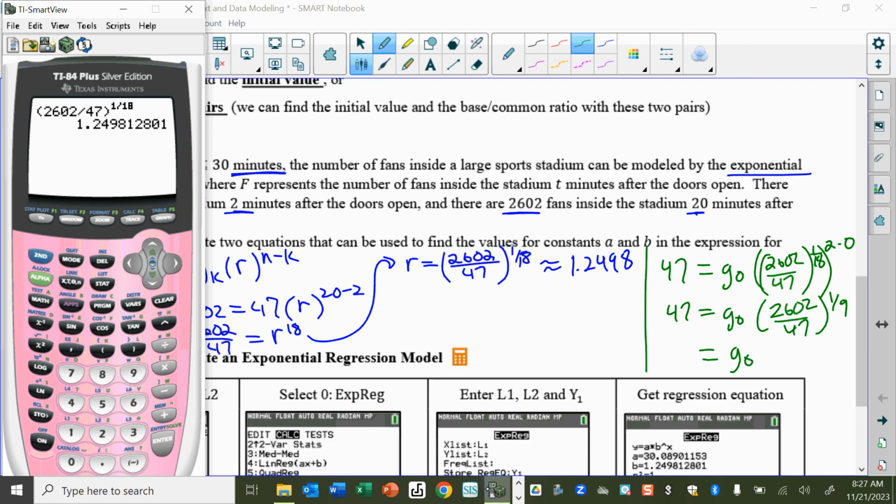So we got 47. We're going to divide it by what do we want? 2602 divided by 47. But that has to be to the what power? 1/9. Okay. All right, there we go. Now, you see these numbers we're getting? You see them down here? All right, so 30.089 we'll say.